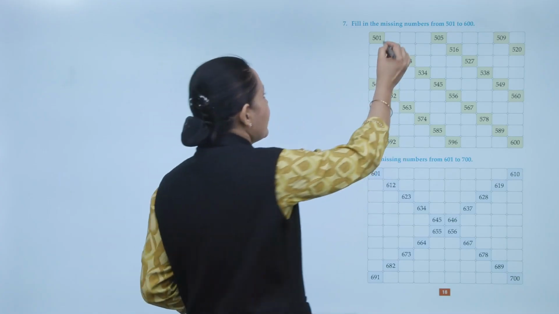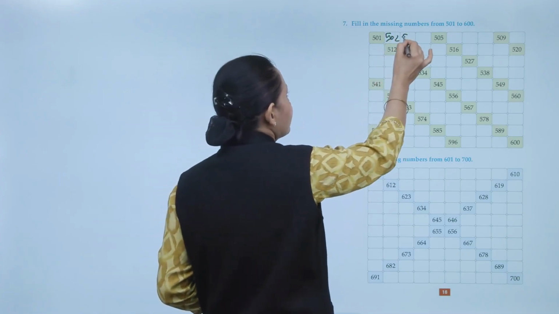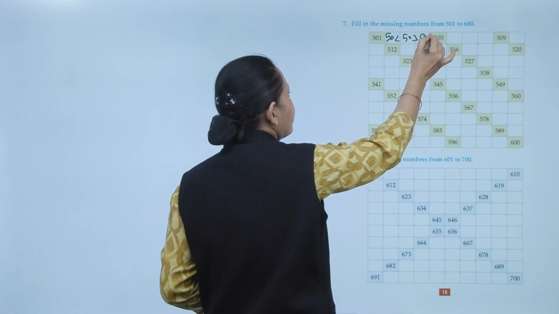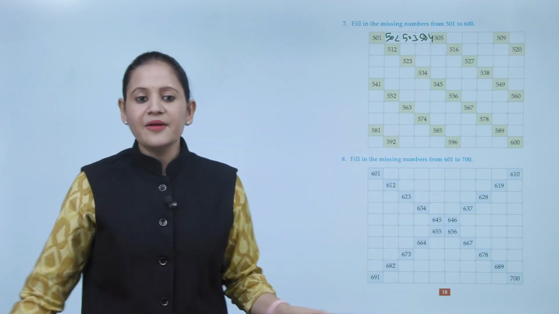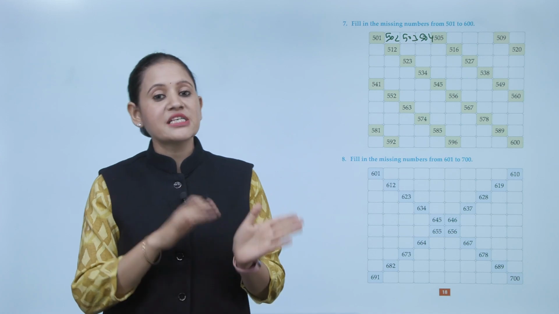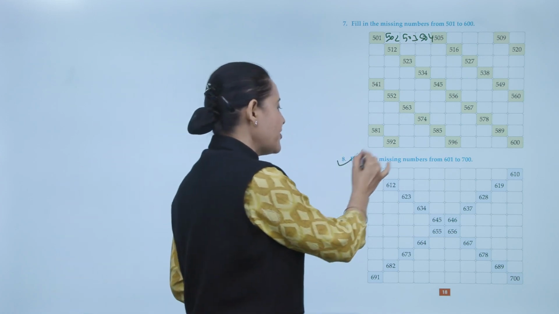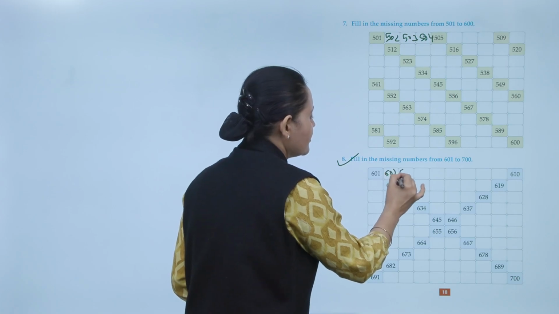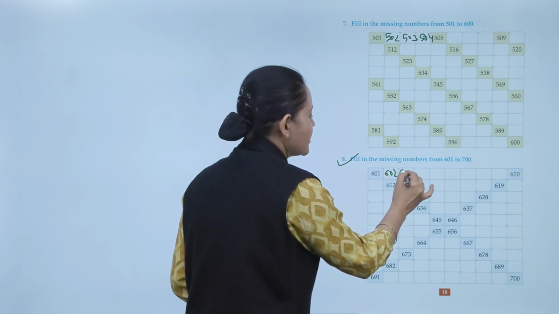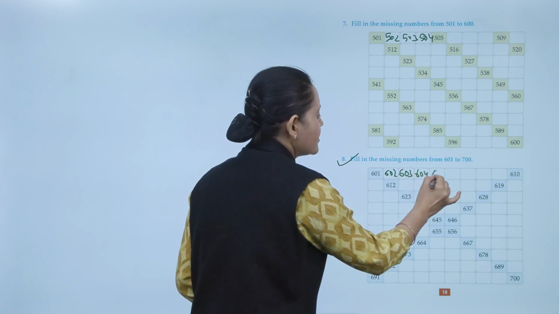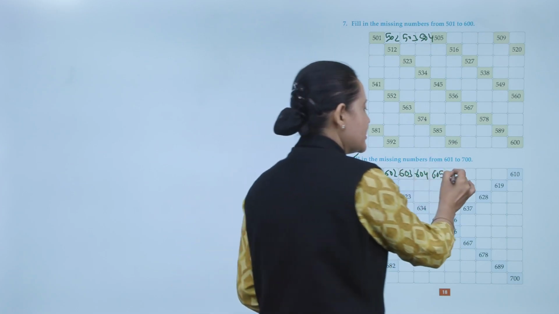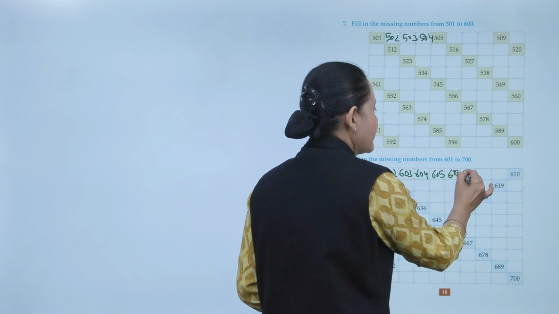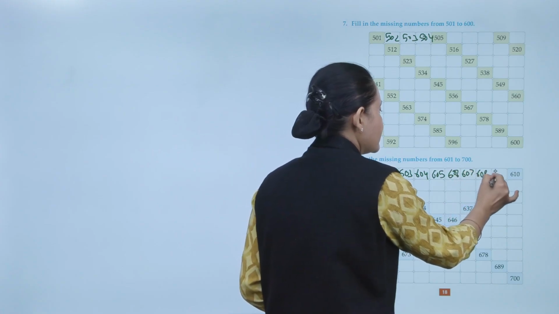Next, fill the missing number 501 to 600. Same, 501, 502, 503, 504, 505 till 600. Clear? Next, fill the missing number from 601 to 700. Same way forward counting करनी है हमें, 601, 602, 603, 604, 605, 606, 607, 608, 609, 610 up to 700.